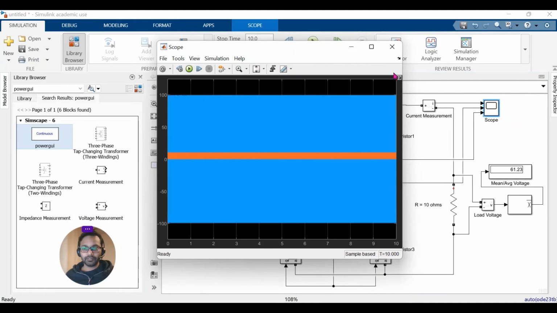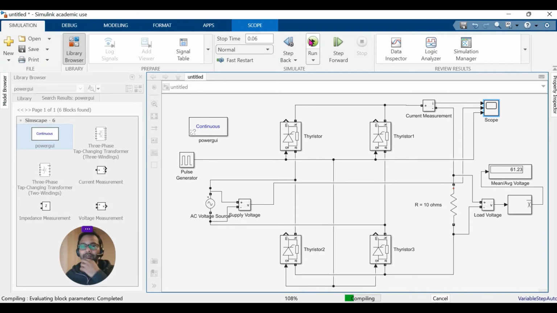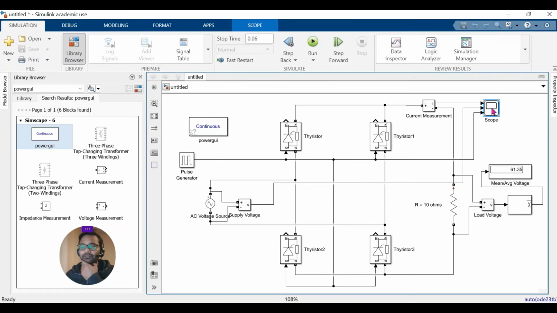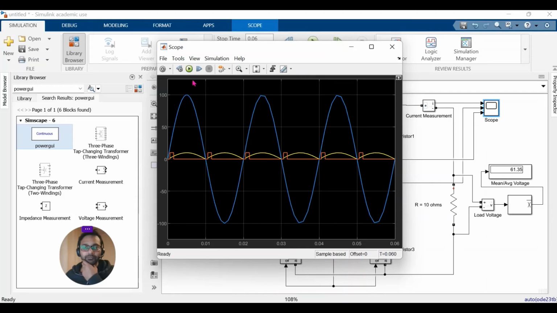And let's check the waveform. So we need to change the stop time. Okay, currently it is 10 seconds. So we can change it to 0.06. Okay, and run it again. So again 61.35. Let's check the waveform.